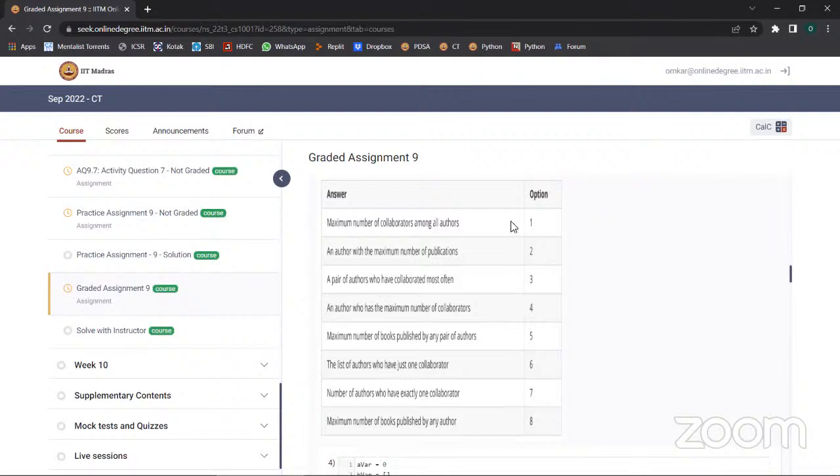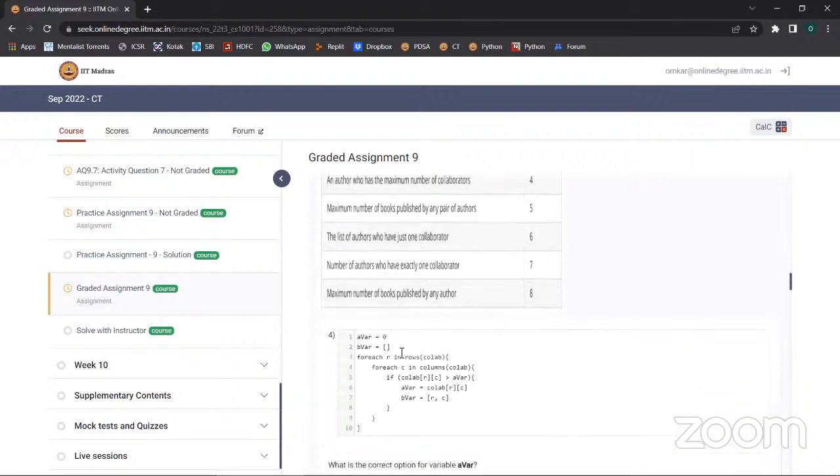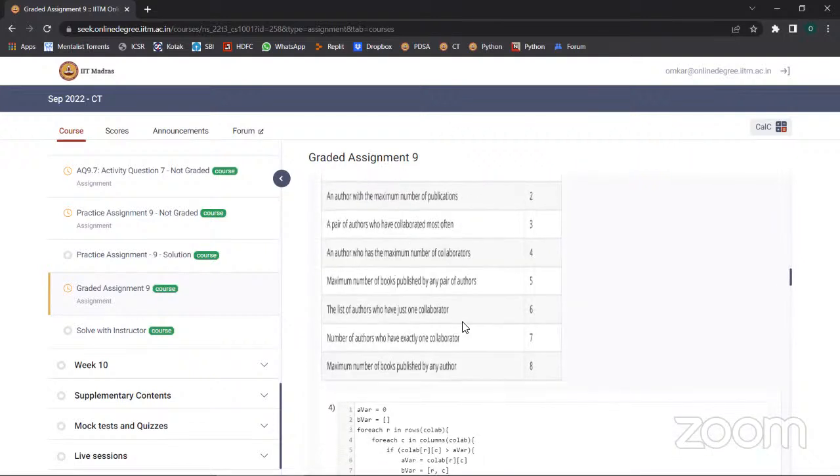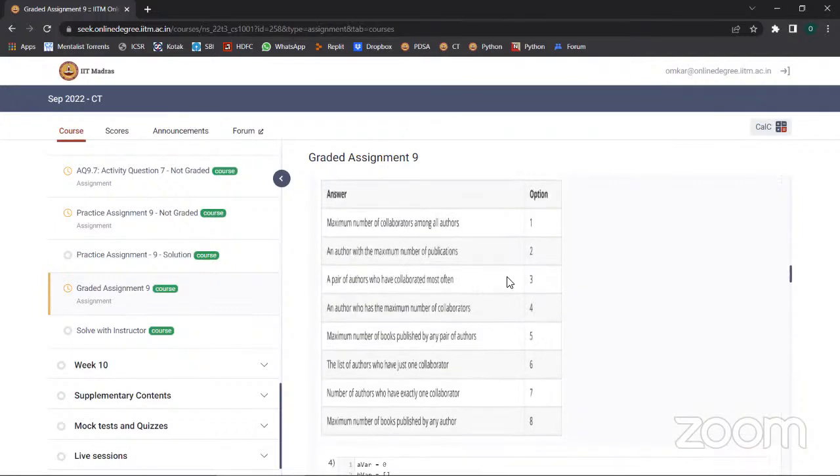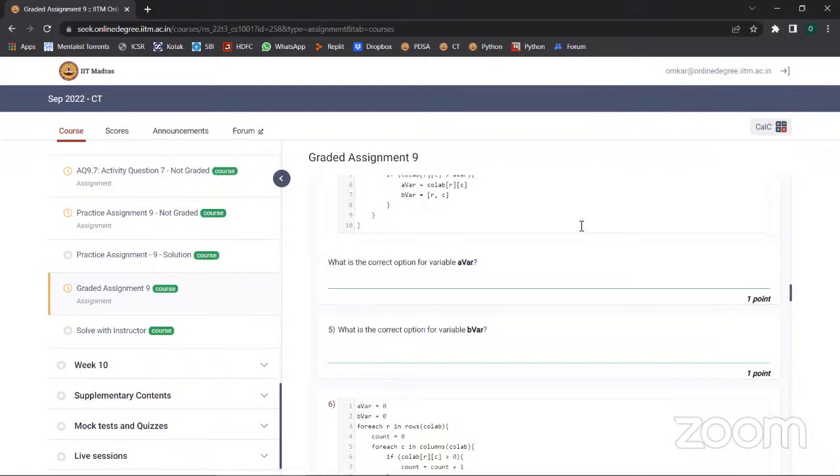Somebody was talking about computation. There is no calculation involved. Just 8 options for every question. So this fourth question has 8 options, the fifth one has 8 options, and so on. That's how you should read it. I got it. Okay.